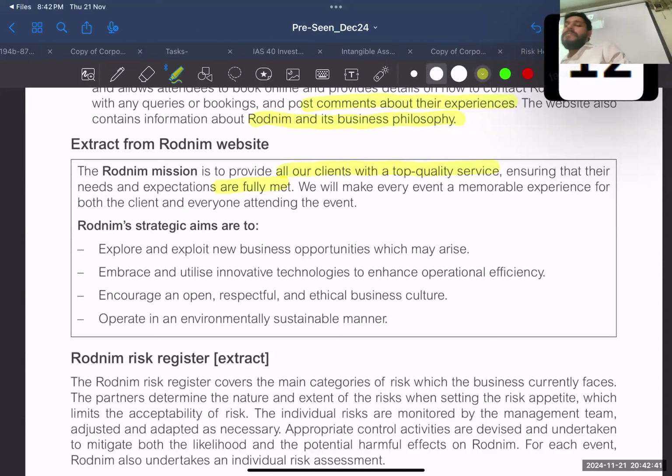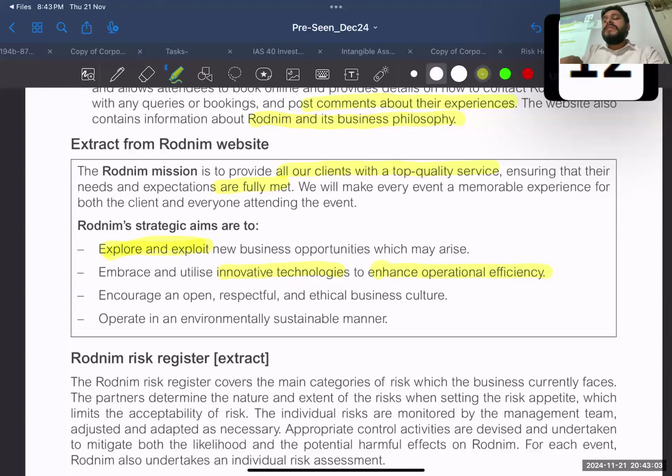So Rotterdam's major aim is to explore the opportunities. Number one, embrace and utilize innovative technologies to enhance the operational efficiency. So there may be questions relating to how innovation can be incorporated into the company. There may be questions relating to how to enhance the operational efficiency of the company.